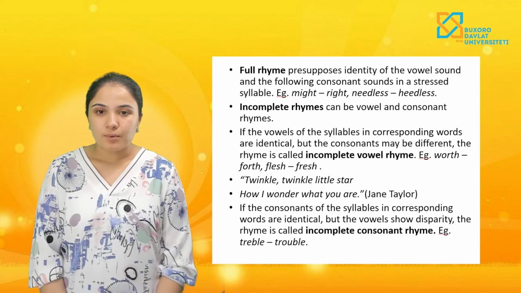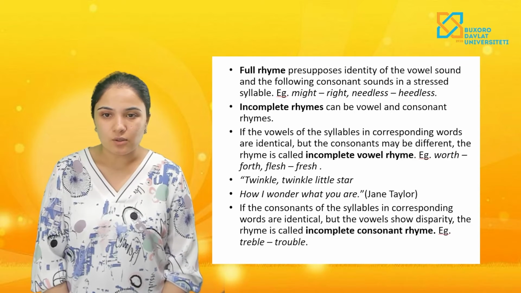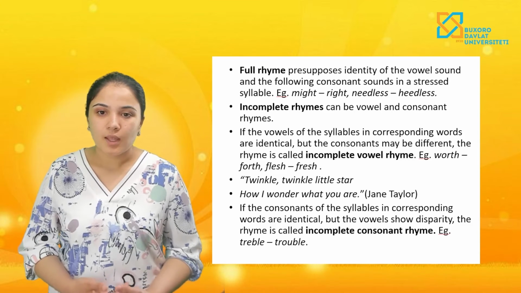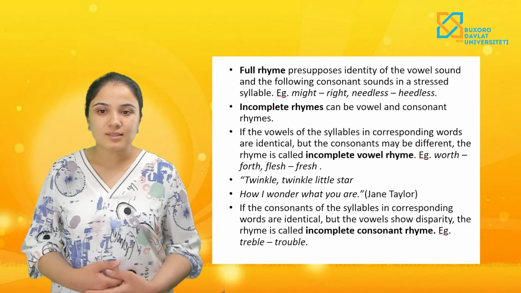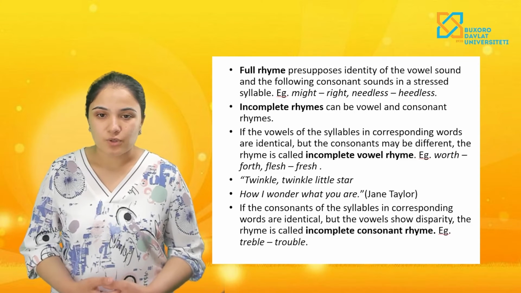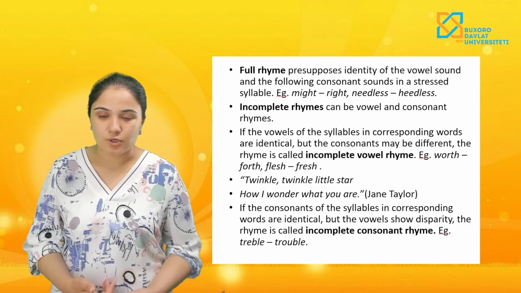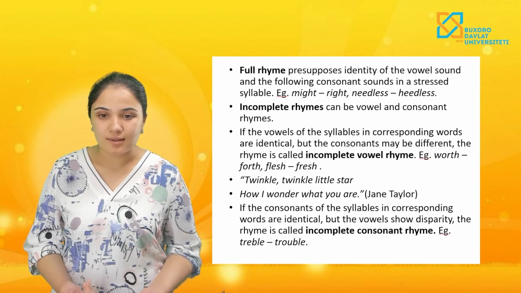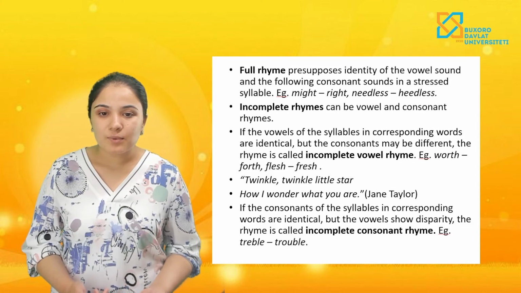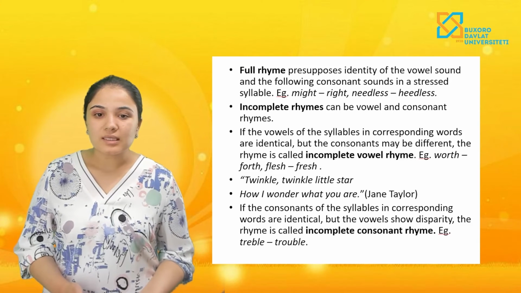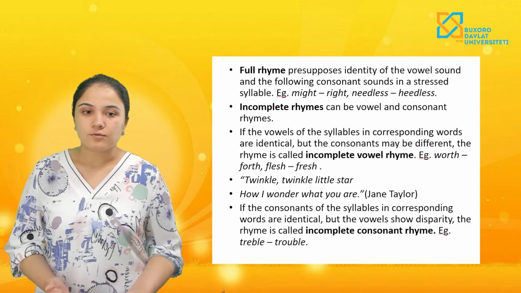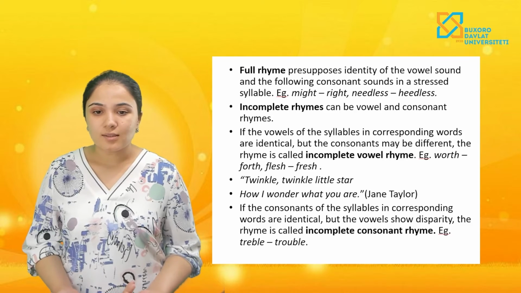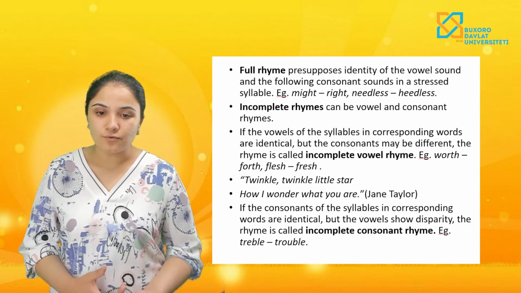Full rhyme presupposes identity of the vowel sound and the following consonant sounds in a stressed syllable. Might, right, needless, heedless. Incomplete rhymes can be vowel and consonant rhymes. If the vowels of the syllables in corresponding words are identical, but the consonants may be different, the rhyme is called incomplete vowel rhyme. Verse, force, flash, fresh. Twinkle, twinkle, little star, how I wonder what you are.